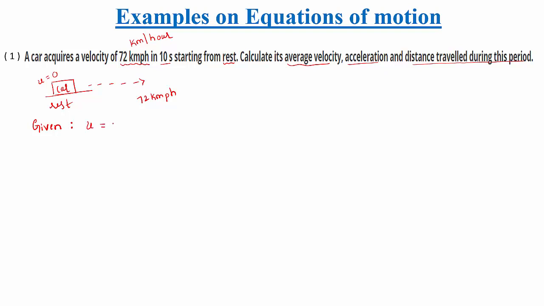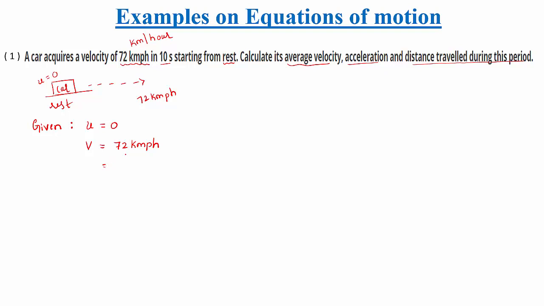First, we have to write the givens. Initial velocity of the car is 0 because initial velocity is denoted by u. Then final velocity v equal to, so what is the final velocity of the car? That is 72 km per hour, kmph. What is the SI unit of velocity? Velocity is measured in terms of meter per second.